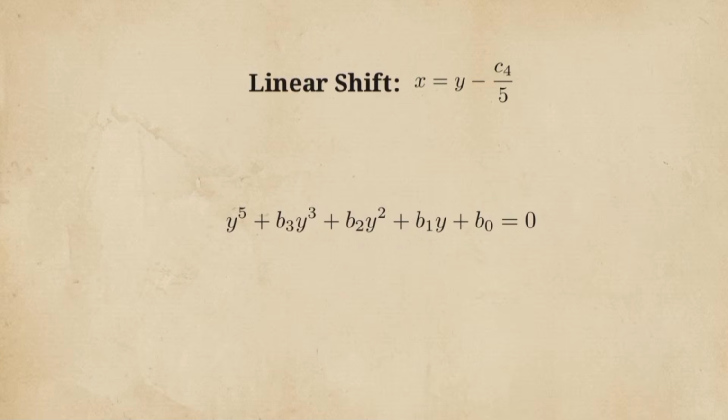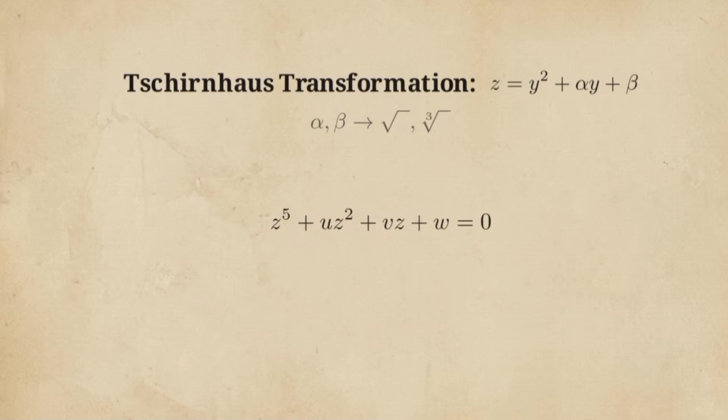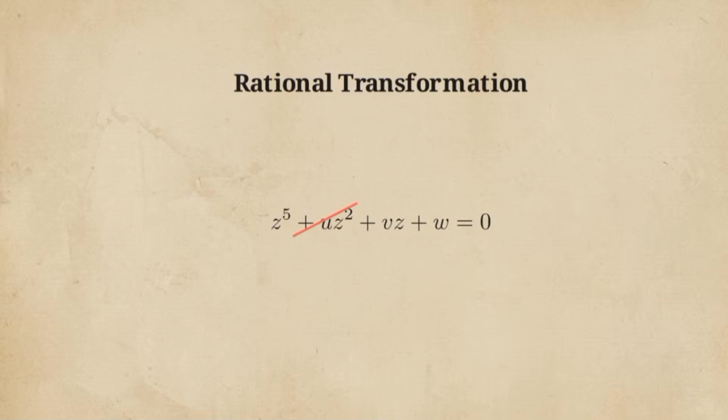Next, we execute a Tschirnhaus transformation, a polynomial manipulation that requires solving auxiliary quadratic or cubic equations to shift the remaining roots. Because these auxiliary equations only reach up to degree 3, we can solve them using standard radicals without violating Abel's theorem. This outcome eliminates the cubic and quadratic terms from the polynomial structure. Further rational transformations are applied to completely kill the remaining quadratic term.